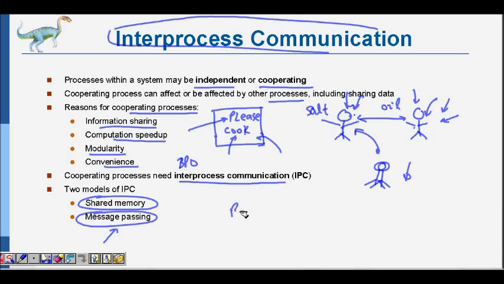Message passing: two people, let's say Bob and Sally. They are friends, and they can send a message saying, let's meet at 4 o'clock.